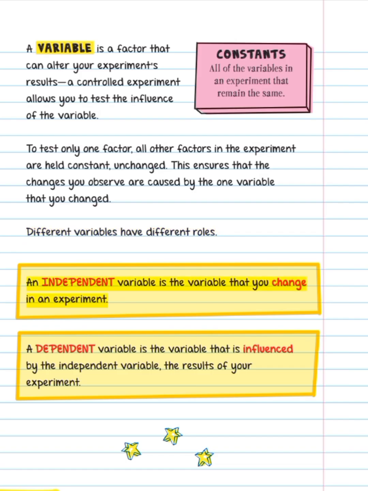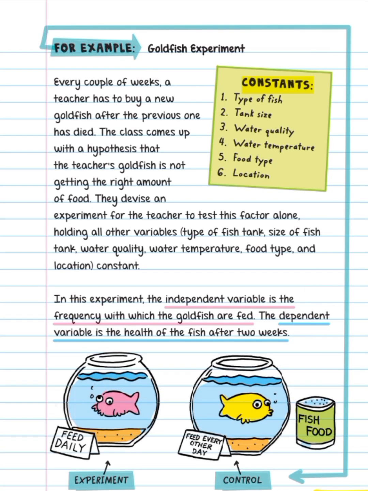An independent variable is the variable that you change in an experiment. A dependent variable is the variable that is influenced by the independent variable, the results of your experiment. Constants: all of the variables in an experiment that remain the same. Constants: 1. Type of fish.